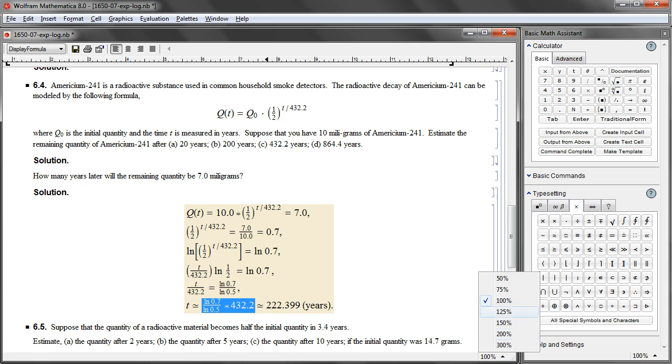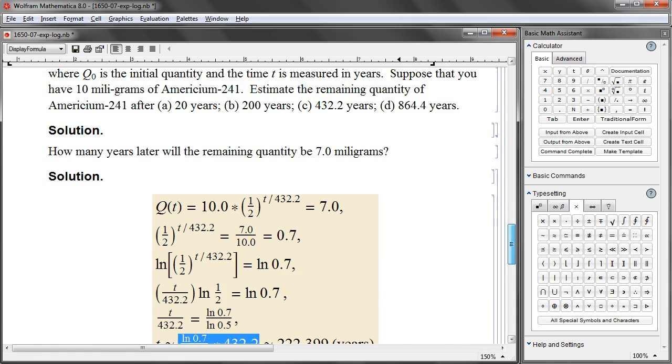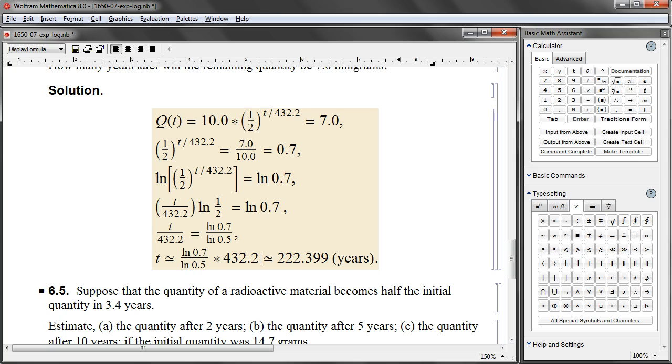Let me expand the font a little bit. There. Log of 0.7 over log of 0.5 times 432.2, and this is nothing more than numerical computation that you can do with your calculator. Run it, you're going to get 222 point something. So it'll take about 222 years, 0.4, so 222 years and about 5 months. That's going to be your approximate solution.